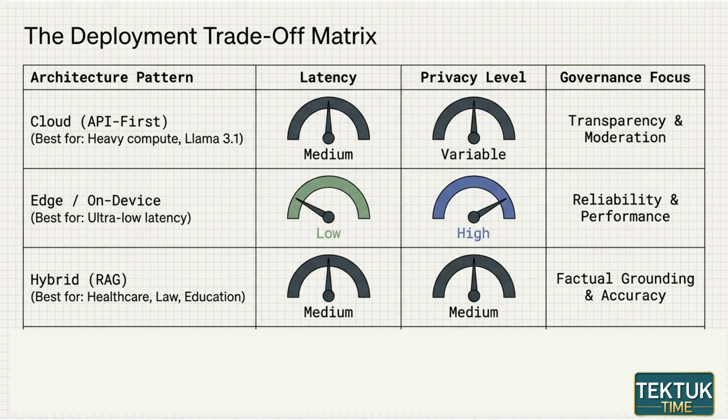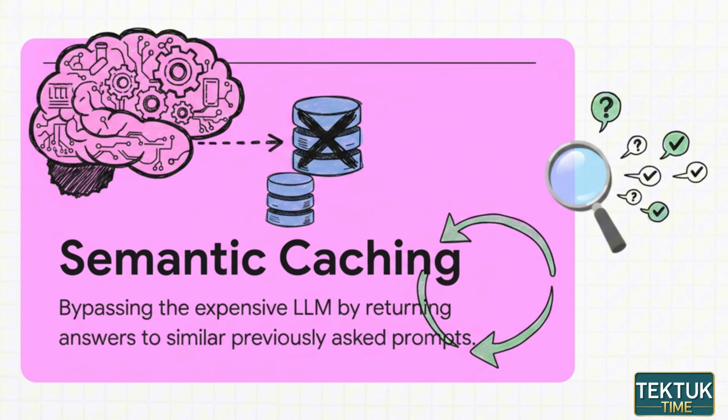Let's define our terms for one of the most powerful optimization techniques you will use: semantic caching. This isn't just some simple latency trick. Semantic caching structurally lowers your cost per query at scale by storing previous answers and bypassing the expensive LLM reasoning engine entirely whenever a new prompt matches an old one.